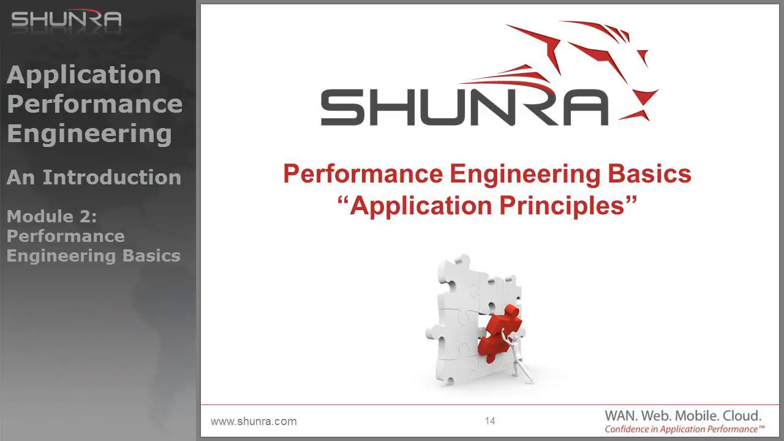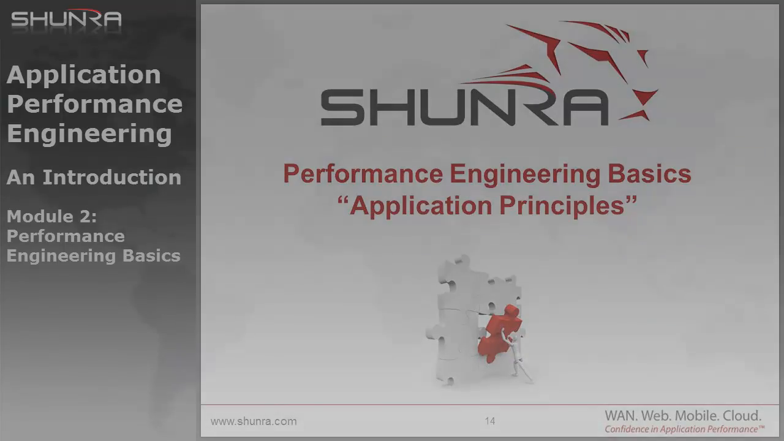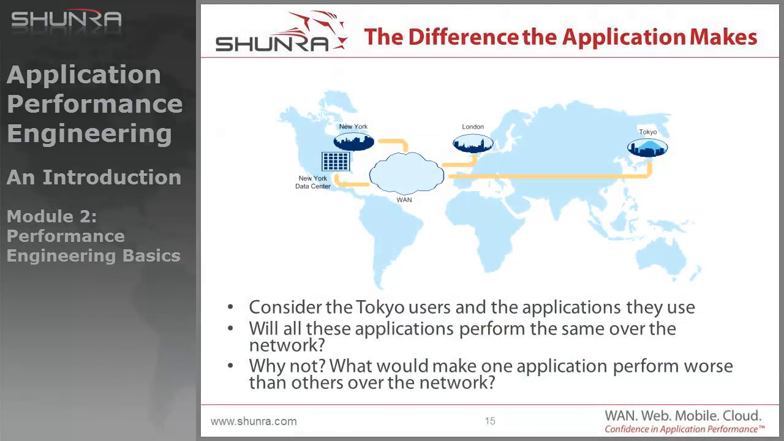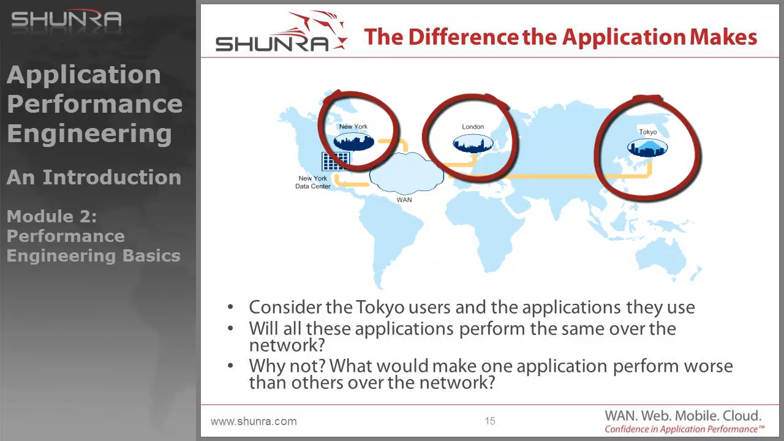And today I'd like to talk to you about Shunra's Performance Engineering Basics Application Principles module. To start, let's think about the difference a wide area network makes over a local area network. Let's also compound that by thinking about running different types of applications over a wide area network. Consider we have three users: a user in Tokyo, a user in London, and a user in New York.